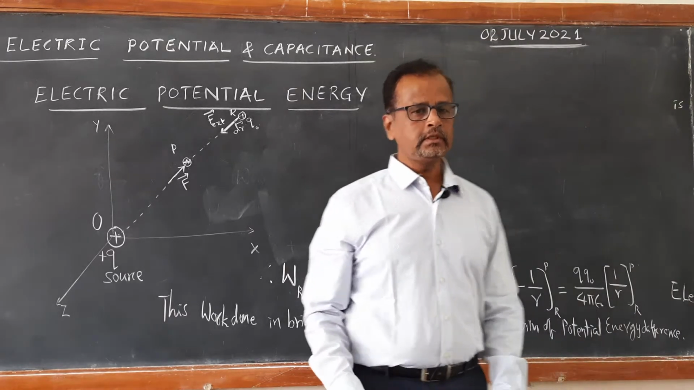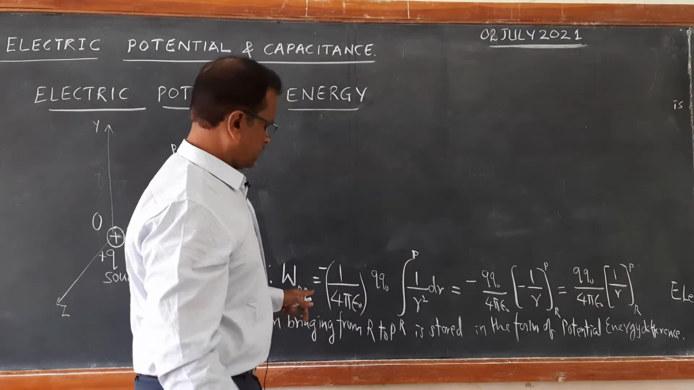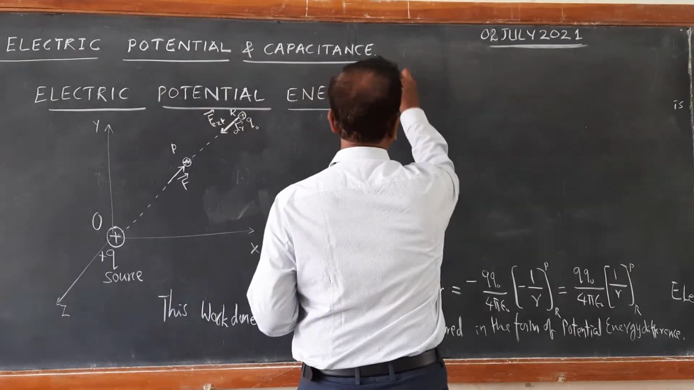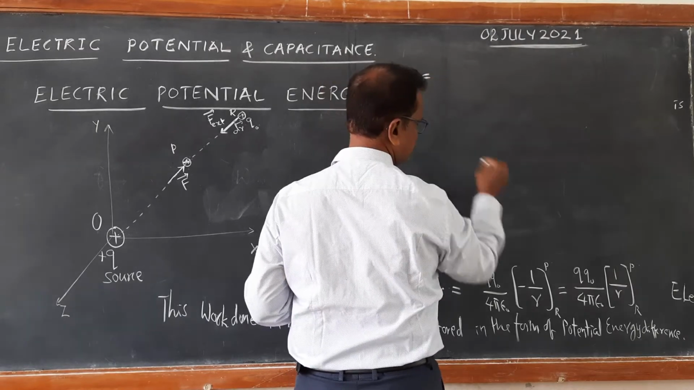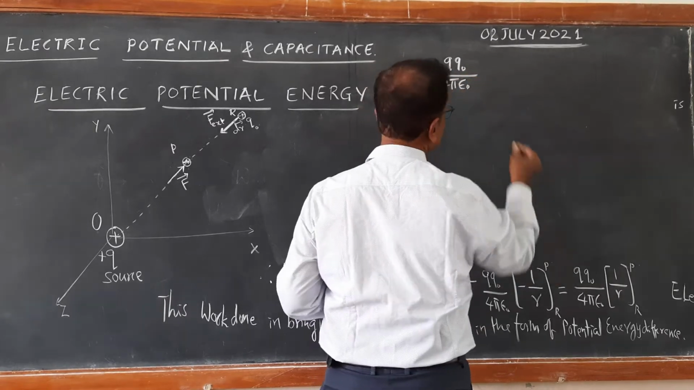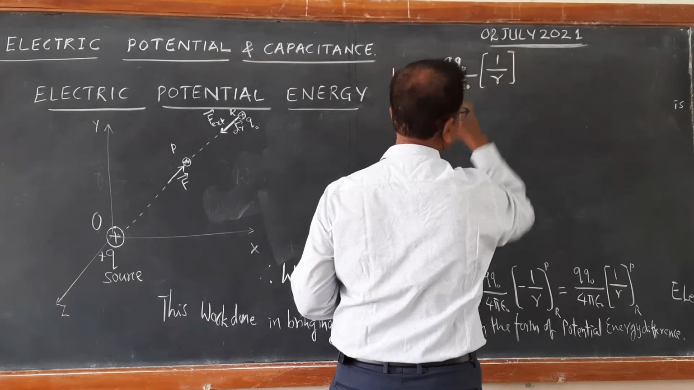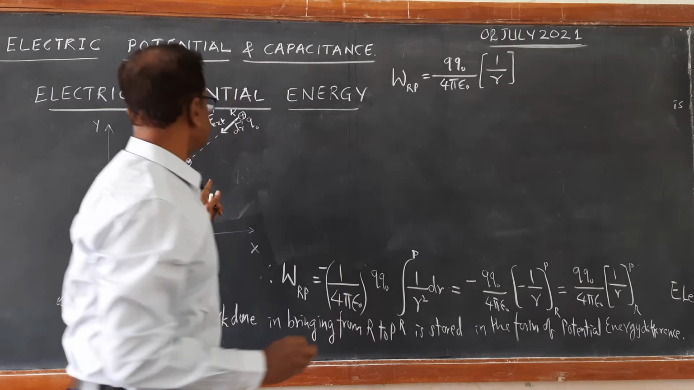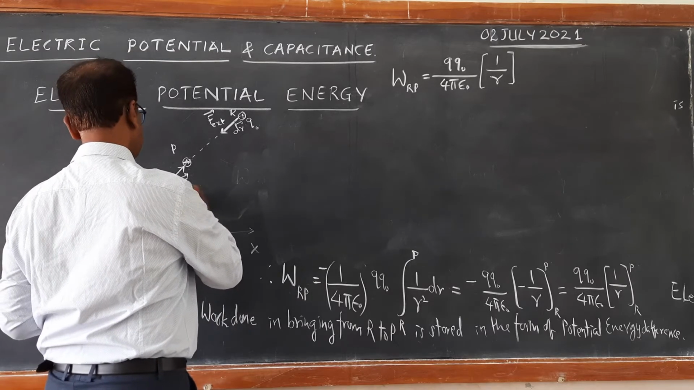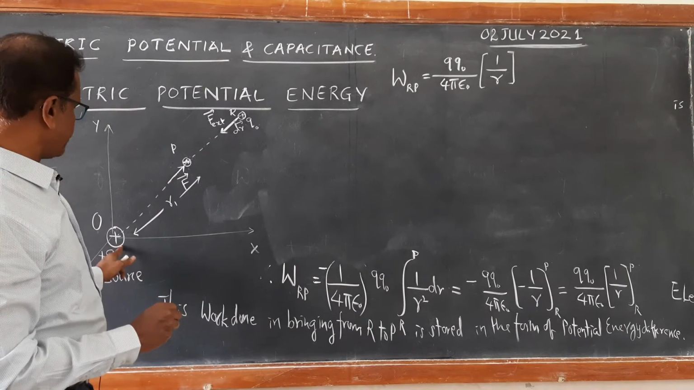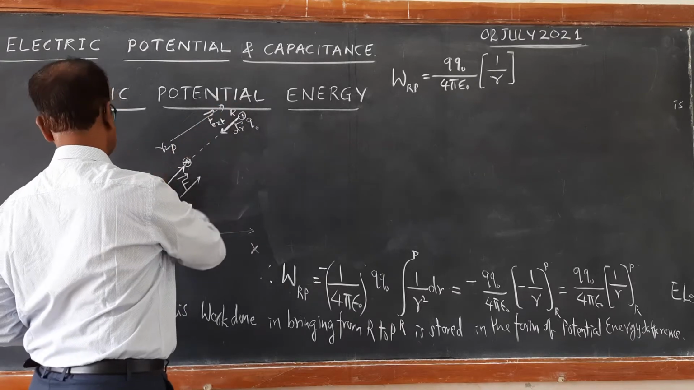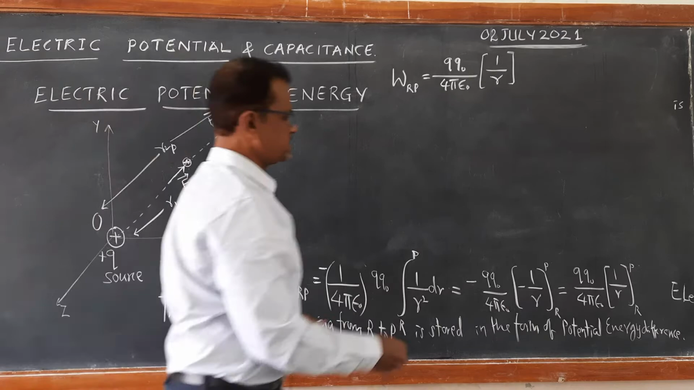You can see the potential energy difference that we got here is equal to the work done in bringing the test charge from R to P, which we got as Q naught upon 4 pi epsilon naught into 1 by R. Here I am substituting: P I am taking as R1, the distance OP is taken as R1, and the distance OR is taken as R2, as I did yesterday.